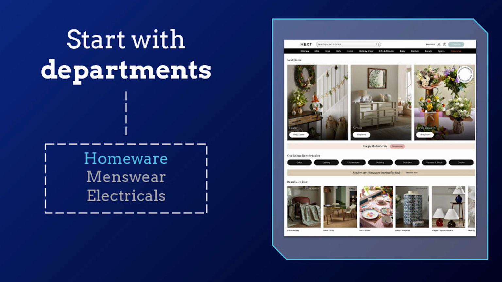Obviously, I think if you were tasked with finding a pair of running shoes in John Lewis, it would take you a lot longer than it would in a Nike store. That's the way of thinking about it, and in the context of your own site as well. So, getting really stuck into the basics here, starting with departments.